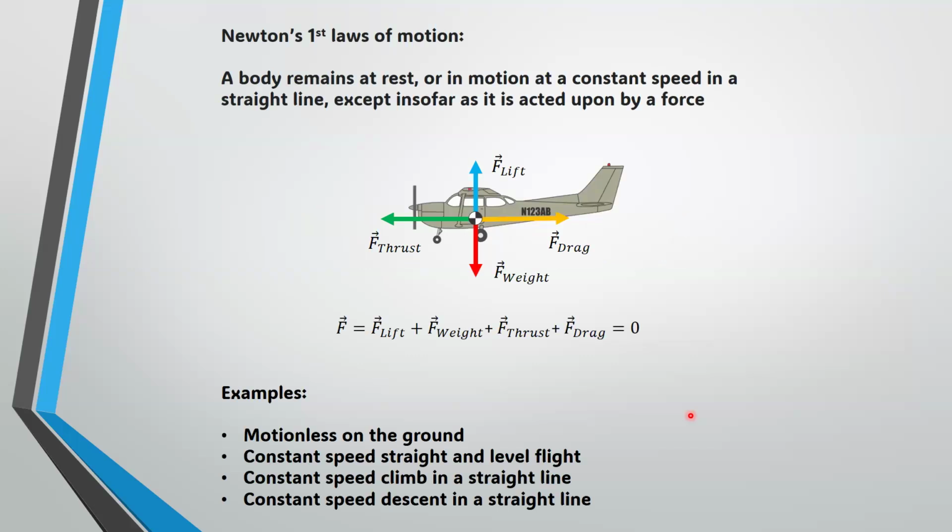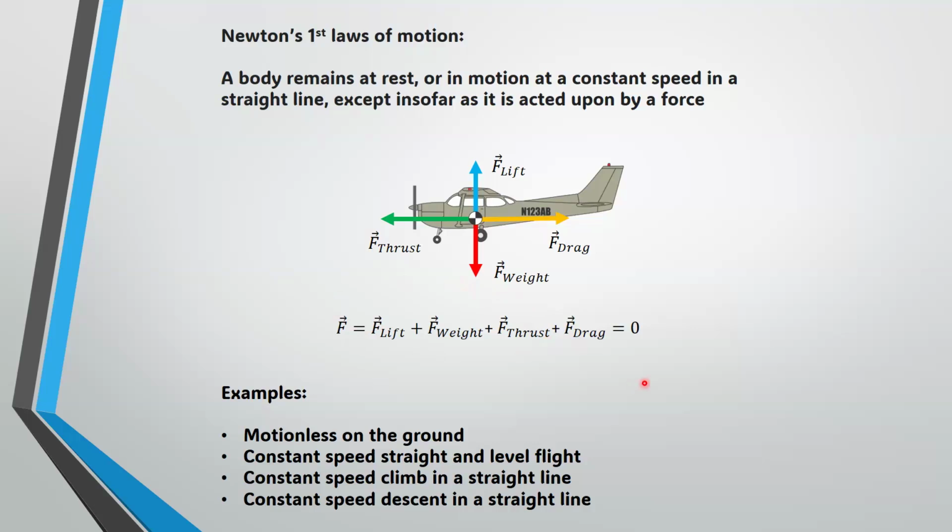First of all, Newton's first law of motion states that a body remains at rest or in motion at a constant speed in a straight line, except insofar as it is acted upon by a force. In other words, in straight and level flight, all forces are balanced. The force of lift is equal to weight and thrust is equal to drag, and the total force equals zero.